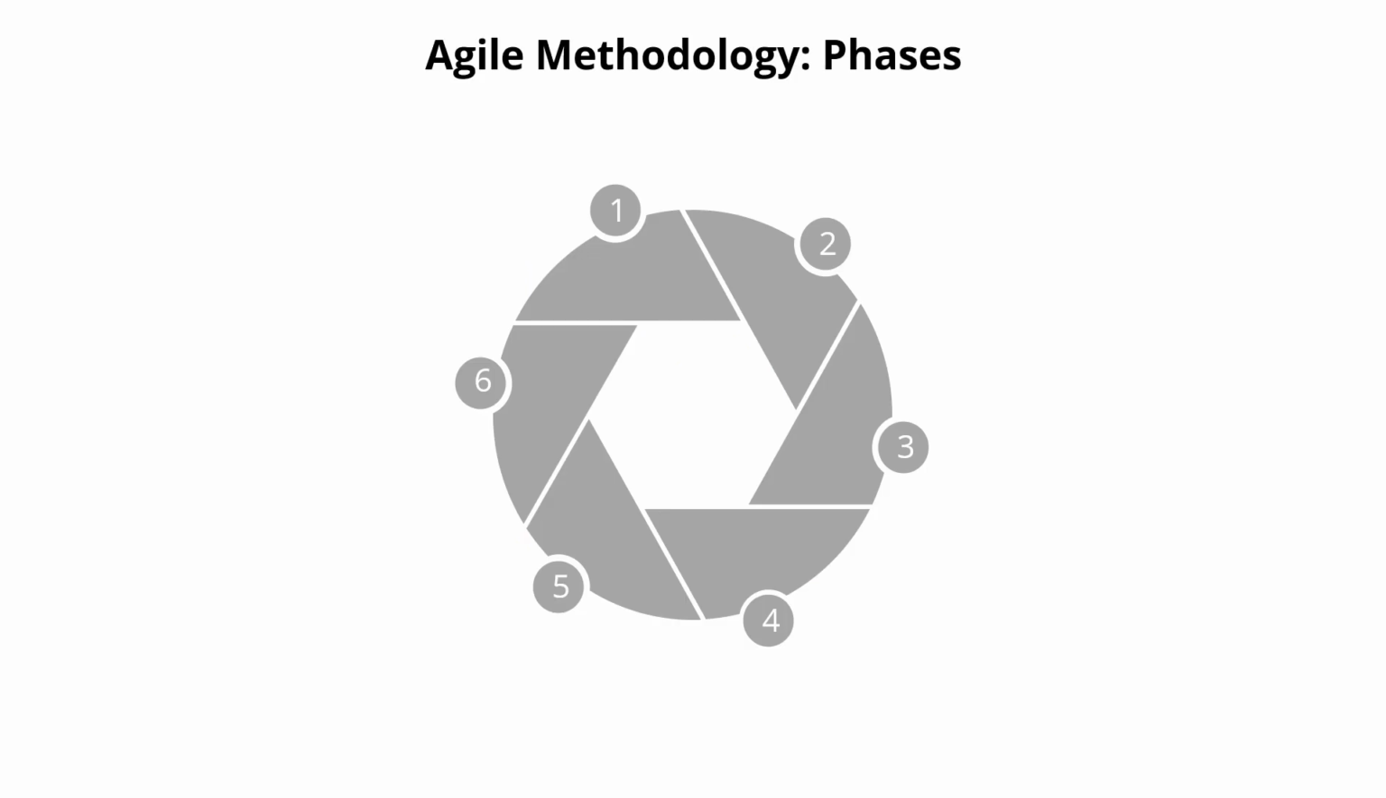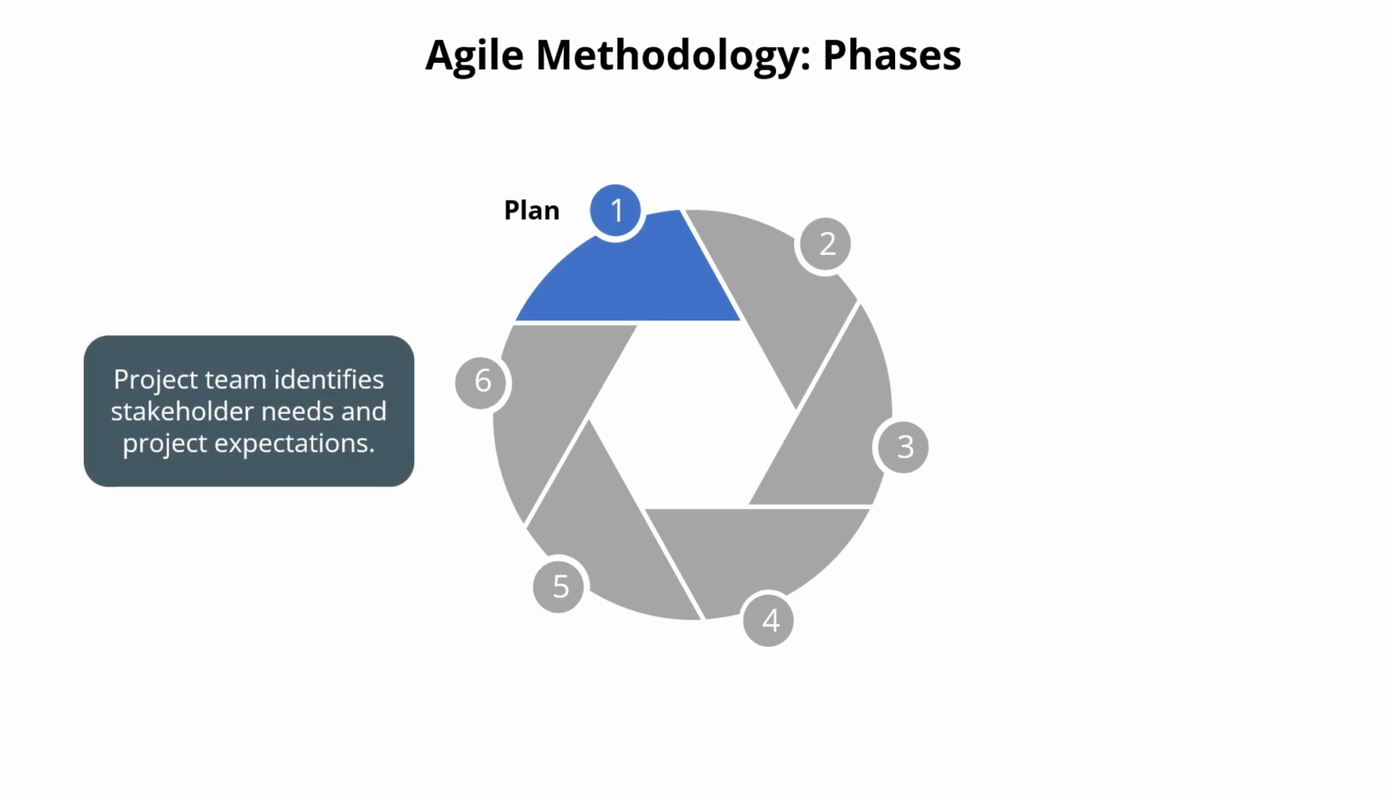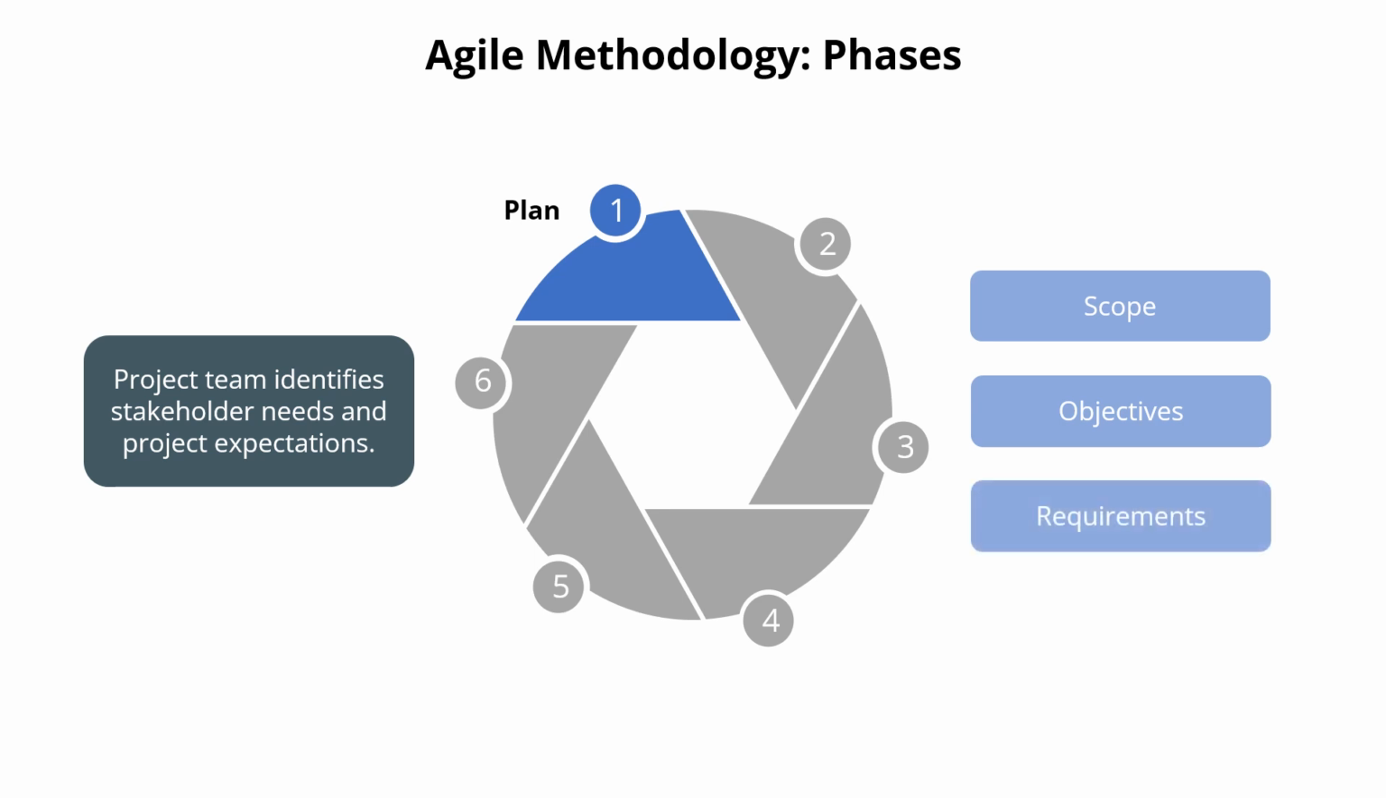The distinct phases of Agile methodology include plan. In this initial phase, the project team identifies stakeholder needs and project expectations. Additionally, they define the project scope, objectives, and requirements.